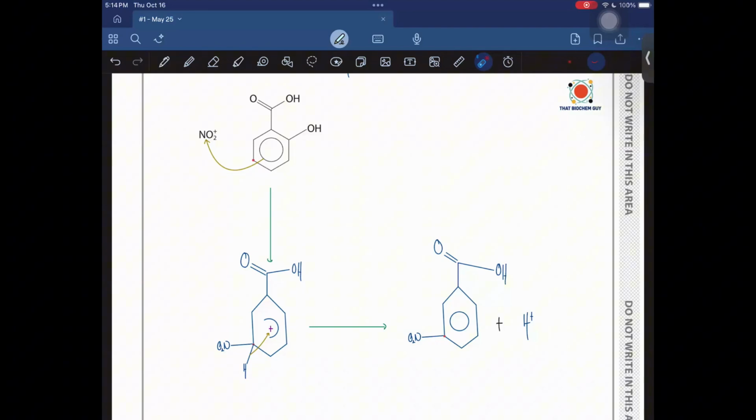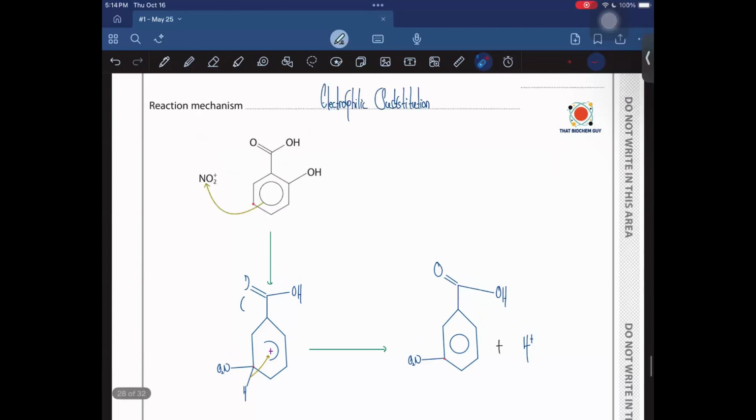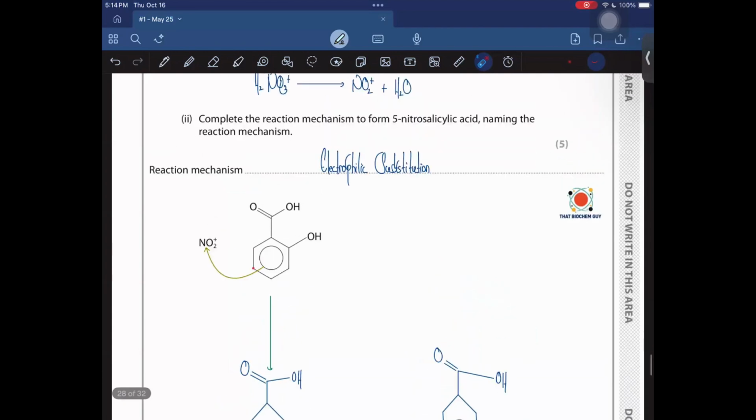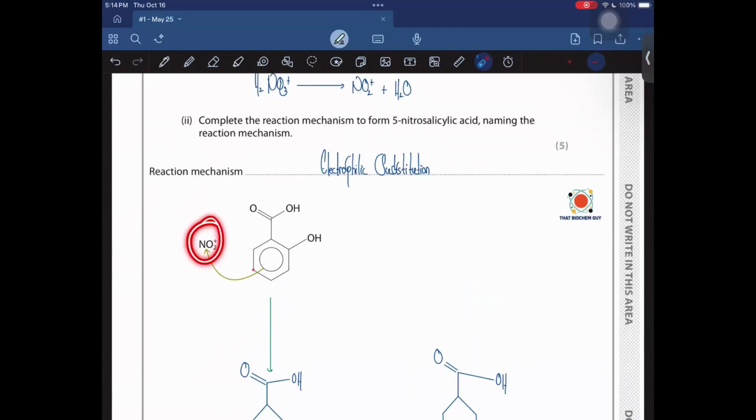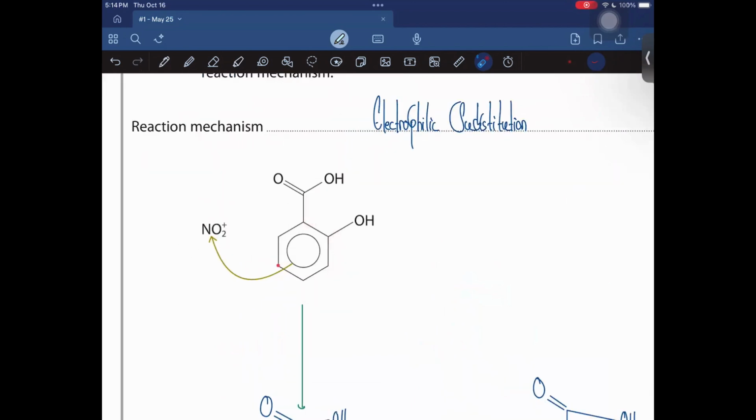By default, I know that this is an electrophilic substitution reaction, and this nitro group, this electrophile, would be joining on the fifth carbon, right? So I know that this is carbon 1, 2, 3, 4, and 5. Now you could ask why this is carbon 1: because this is the carboxylic functional group, and carboxylic functional groups are by default the highest priority groups. So we'll be numbering from here: 1, 2, 3, 4, 5. If the electrophile joins over here, then we'll have 5-nitrosalicylic acid.